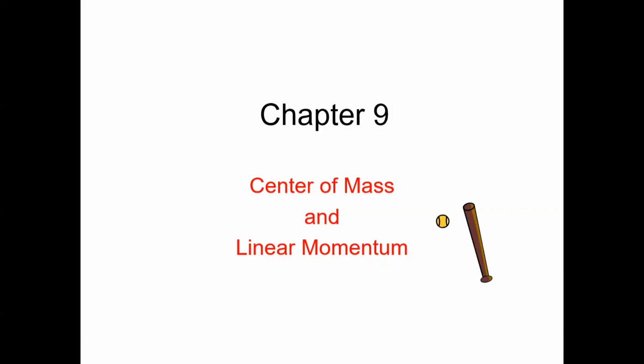I will start with first defining some physics quantities that are used to explain collisions. Namely, these are the center of mass of an object and the linear momentum of an object. And then we're going to use these quantities to describe collisions in various forms.